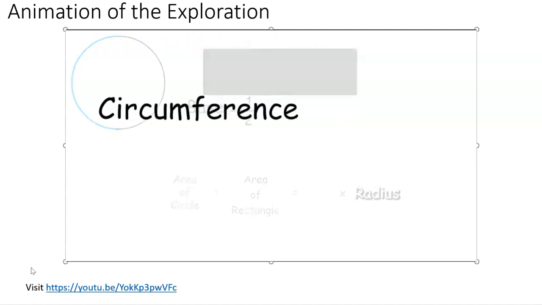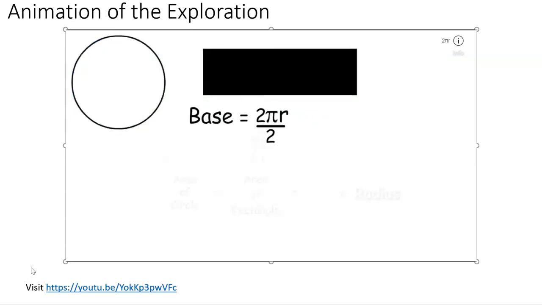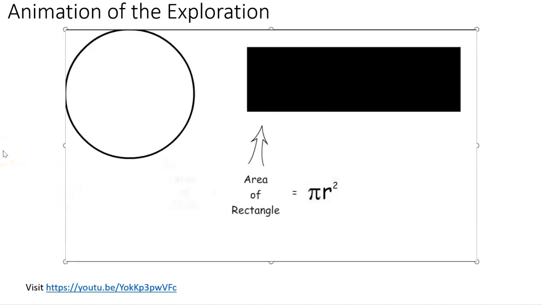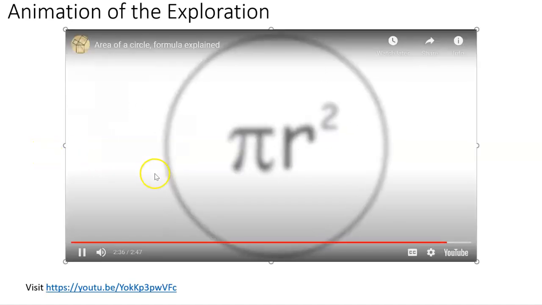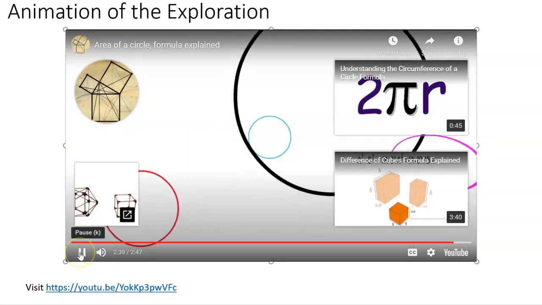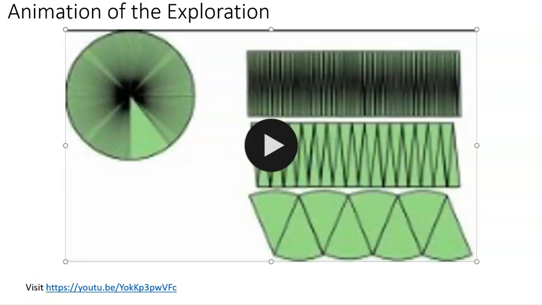Remember that the circumference is equal to 2 pi r. When we combine it with 1/2, the 2's cancel out, and base is equal to pi r. So now base times height becomes pi r times r. Combine the r's together and we have pi r squared, which is equal to the area of the rectangle, which is equal to the area of the circle. So pi r squared can be used to calculate the area of any size circle. All right, so that is an animation of the exploration you just did.